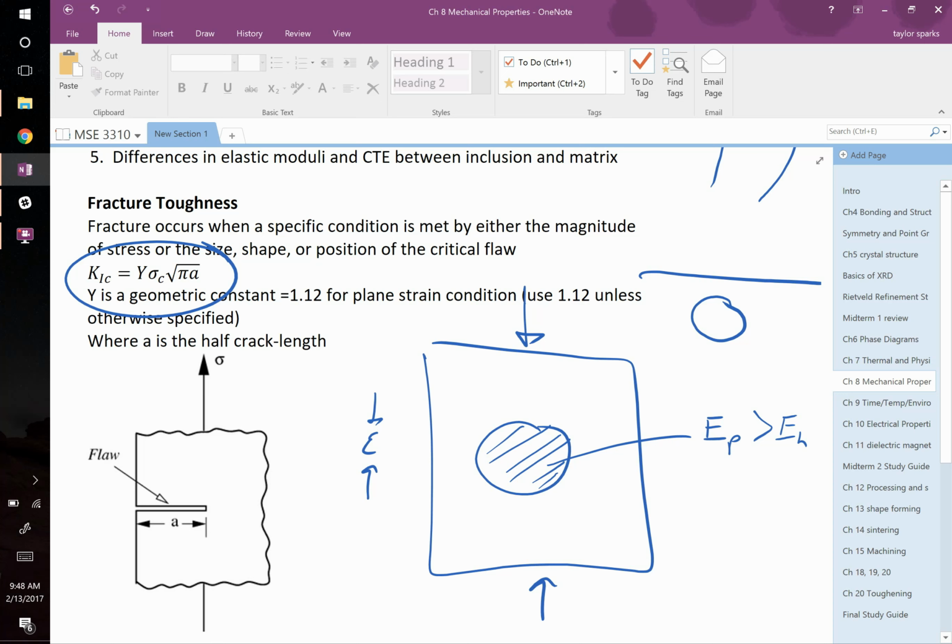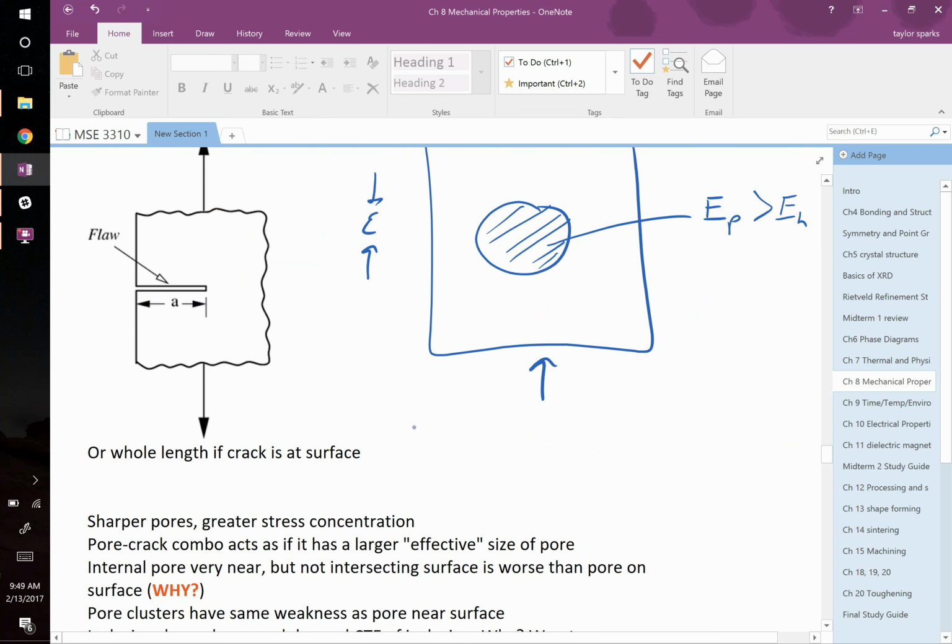If this material was steel, steel has a fracture toughness of about what? What are some average values of fracture toughness that we should know for materials? Polymers versus ceramics versus metals. Rough ballparks? Really brittle materials like ceramics, where are they at? So K1C for ceramic is going to be somewhere less than 10 megapascals root meters, right? If it's greater than 10, it's the exception to the rule. And there are some ceramics, but that's the exception, right?